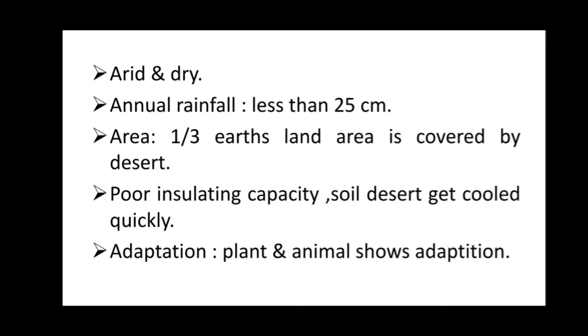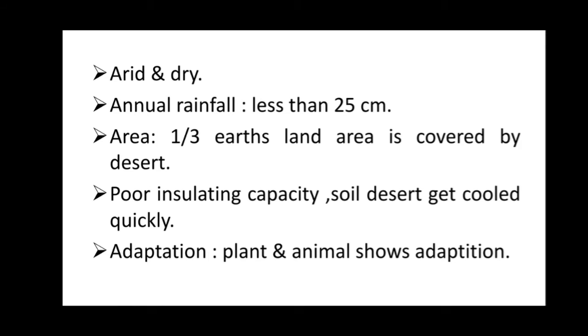Again, different types of plants show succulent leaves for the storage of water. The stem of the plant is flattened and contains chlorophyll for photosynthesis. The waxy cuticle of the leaf prevents water loss. These are the adaptations of the plants. Again, the animals show adaptations for the conservation of water. Insects and reptiles have a thick covering of the body and live in burrows.